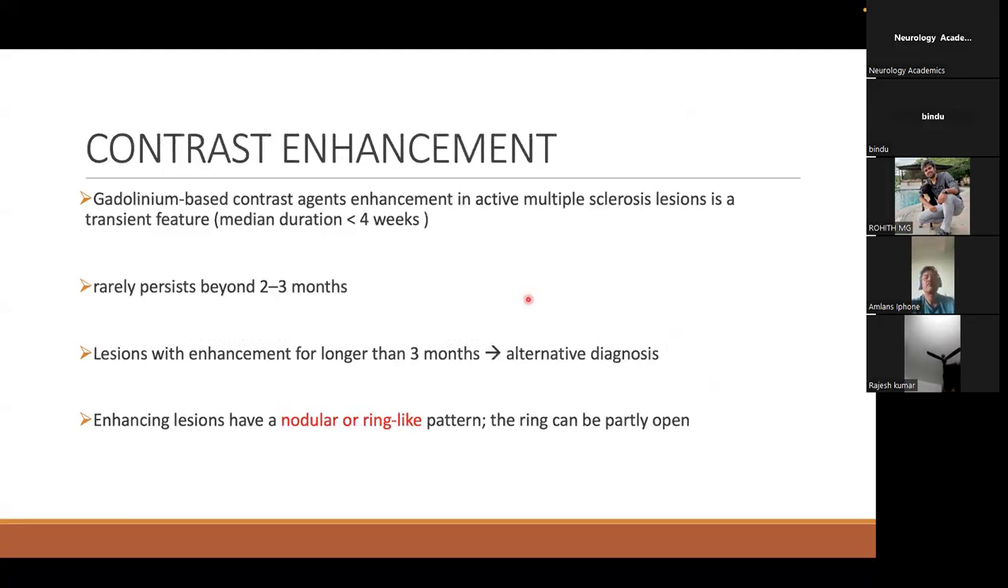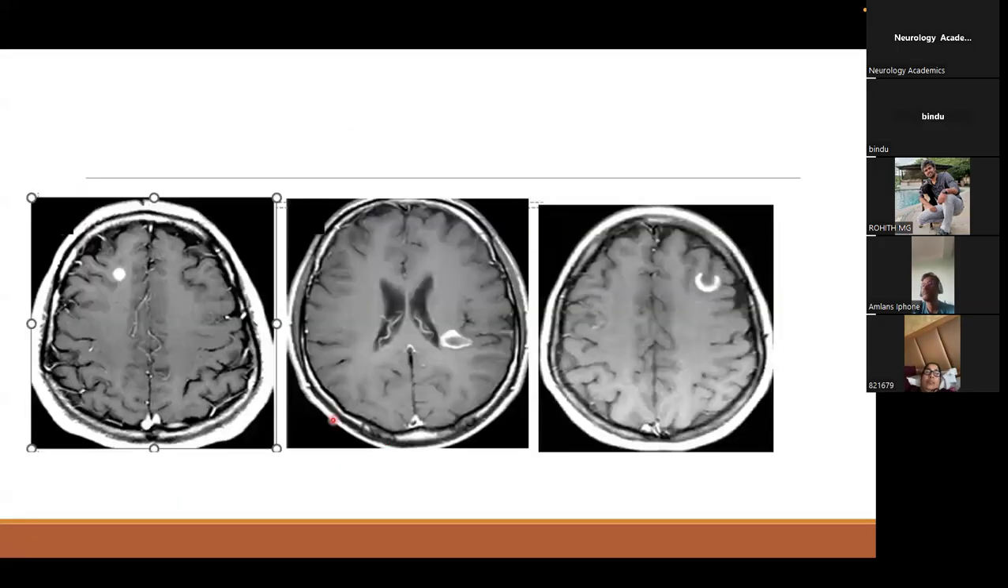Then contrast enhancement. So this gadolinium-based contrast enhancement is a transient feature in multiple sclerosis. That is with a median duration of less than 4 weeks. However, slow enhancing lesions can also be there, which can have more than 2 months of enhancement in multiple sclerosis. And so they rarely persist beyond 2 to 3 months. And for lesions with enhancement for longer than 3 months, we should consider other alternative diagnoses like tumor, lymphoma, or vascular malformations. And these enhancing lesions usually have a nodular pattern, a ring-like pattern, or an open ring pattern.